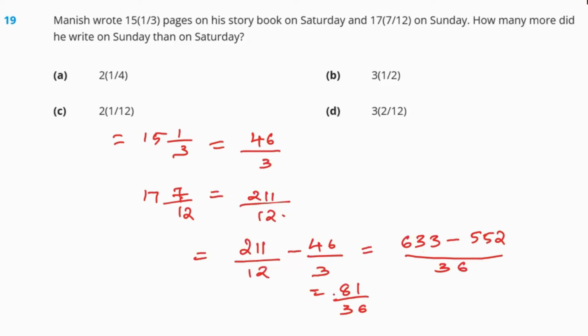81/36, when we simplify, we get 9 nines are 81 and 9 fours are 36, so 9/4. When we convert this 9/4 again into a mixed fraction, we get 2 1/4, since 4 into 2 is 8, 8 plus 1 is 9, 9/4. So 2 1/4 is the answer. Our correct option is option A, that is 2 1/4.